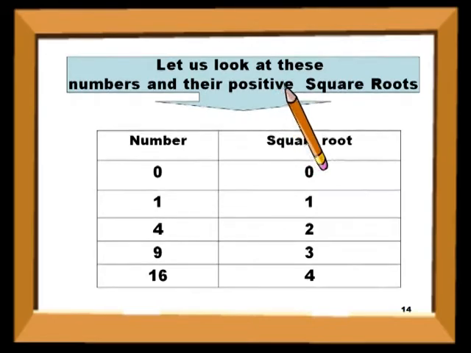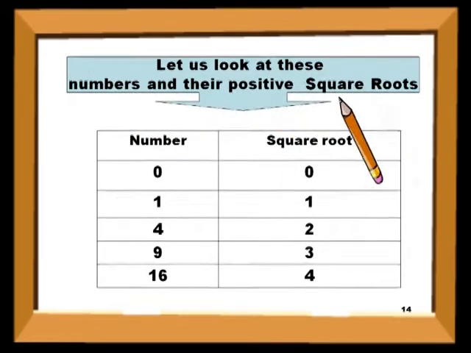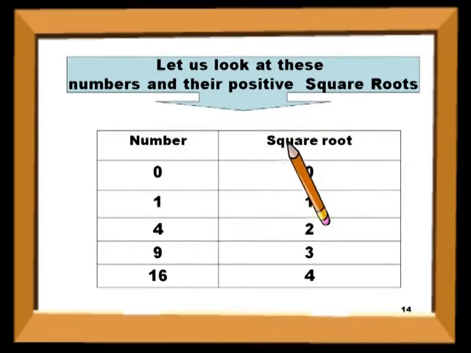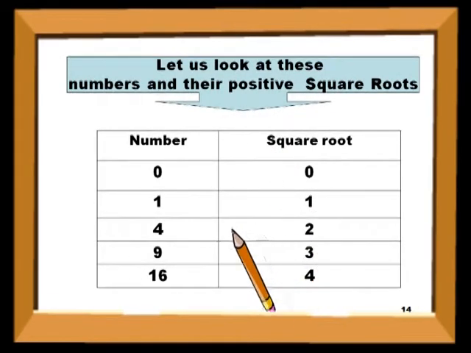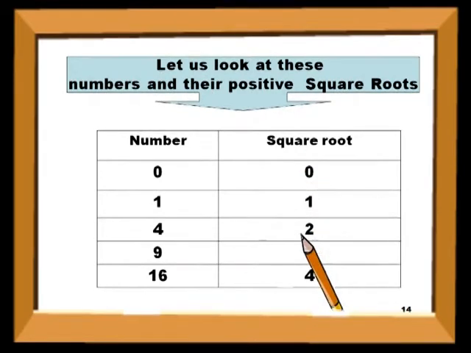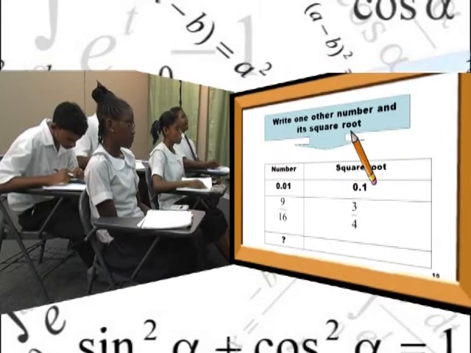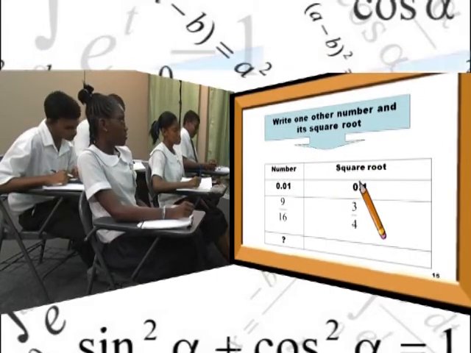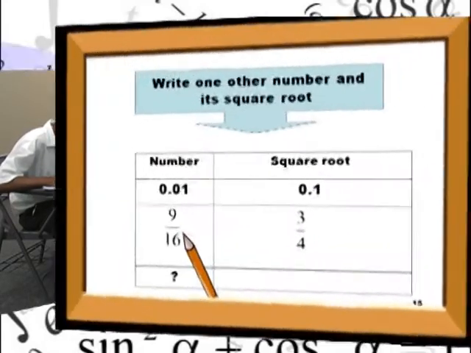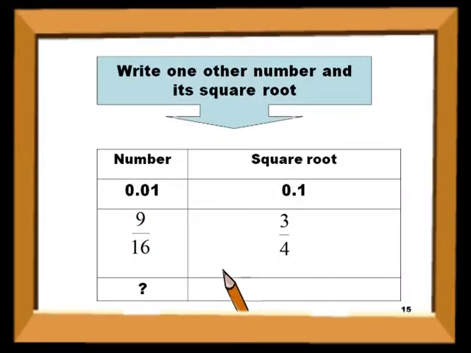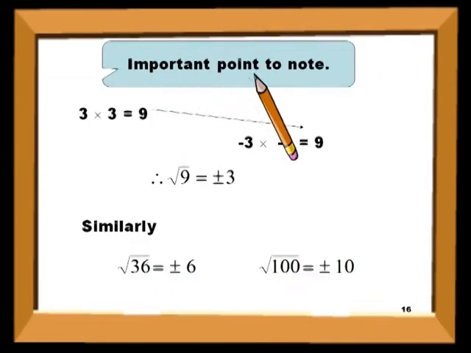Let us look at these numbers and their positive square roots. 0, square root 0. 1, square root 1. 4, square root 2. 9, square root 3. 16, square root 4. Write one other number and its square root. 0.01, square root 0.1. 9/16, square root 3/4.